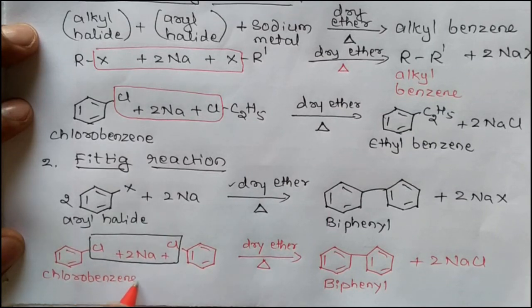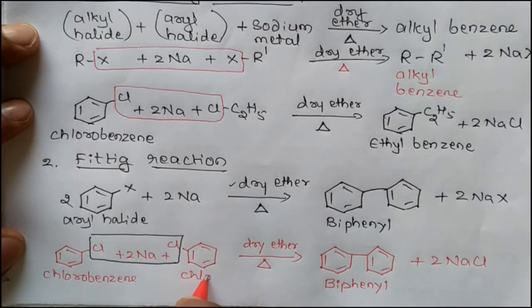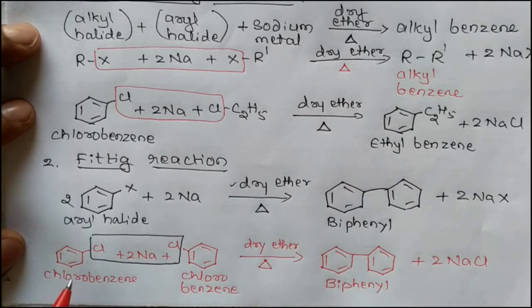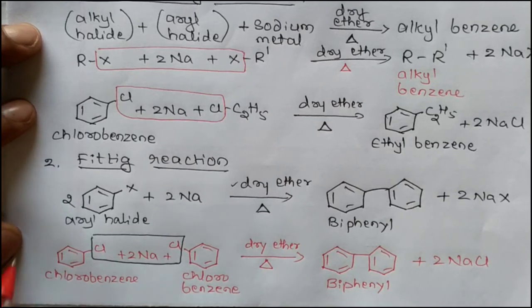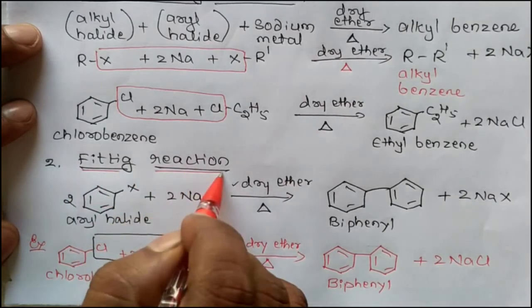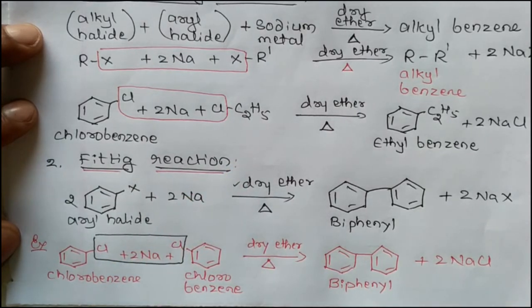This is another molecule of chlorobenzene. When chlorobenzene is heated with sodium metal in the presence of dry ether, biphenyl is formed. And this reaction is known as the Fittig reaction. These are the reactions of halogens with metal.